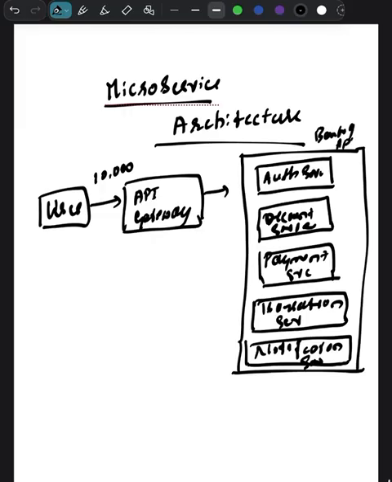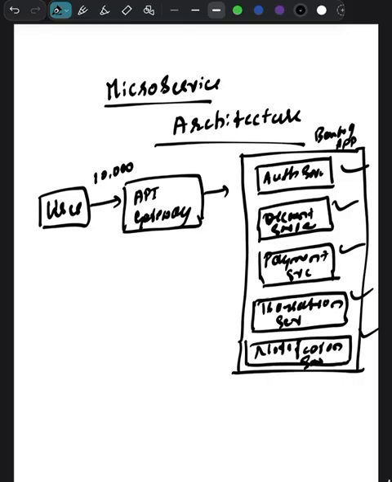This is our banking application. Now see, the large banking application is divided into multiple independent services, right? Each service is responsible for only one functionality.